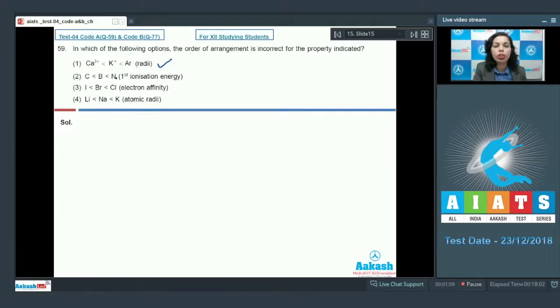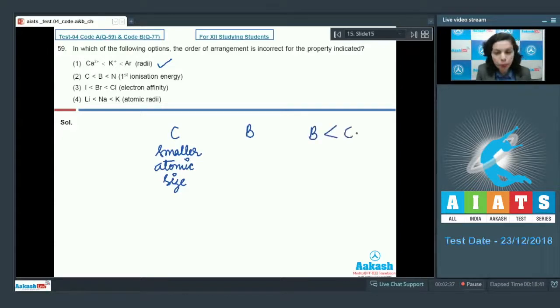So if we talk about nitrogen atom, this nitrogen atom has half-filled electronic configuration. That's why its first ionization energy is very much. This is correct. But if we talk about boron and carbon, in case of carbon, the atomic size is comparatively smaller, due to effective nuclear charge. While in case of B, this atomic size is larger. That is why this is incorrectly given. This order should be, first there should be boron, then carbon, then nitrogen should be there. So this is incorrectly given.